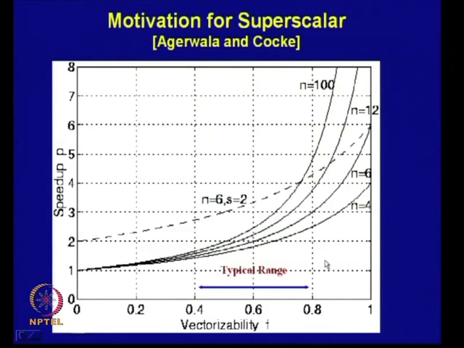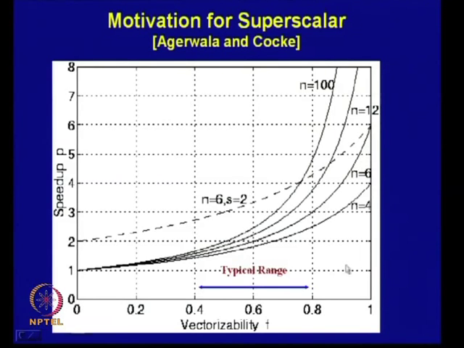But if we go for a superscalar processor, by superscalar processor I mean the processor can issue more than one instruction simultaneously. So, this is the corresponding curve. In this curve, as you can see, the minimum speed up that is possible is 2, and the maximum speed up can be 12 with the number of stages in the pipeline equal to 6.